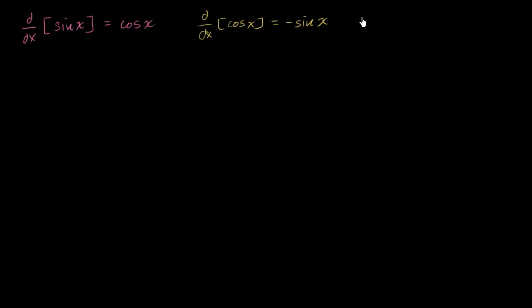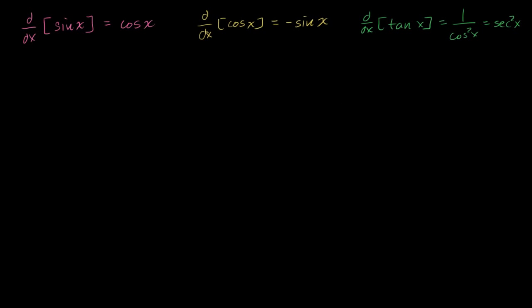And then finally, the derivative of tangent of x is equal to 1 over cosine squared of x, which is equal to the secant squared of x. Once again, these are all very good things to know.